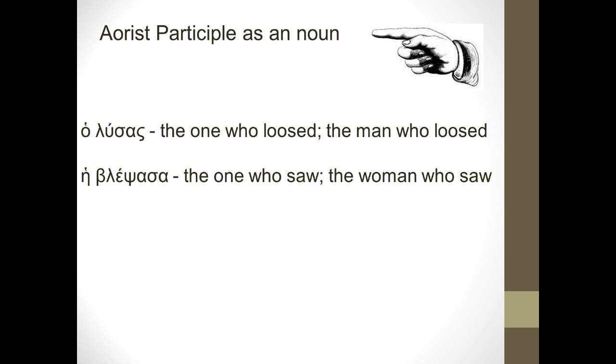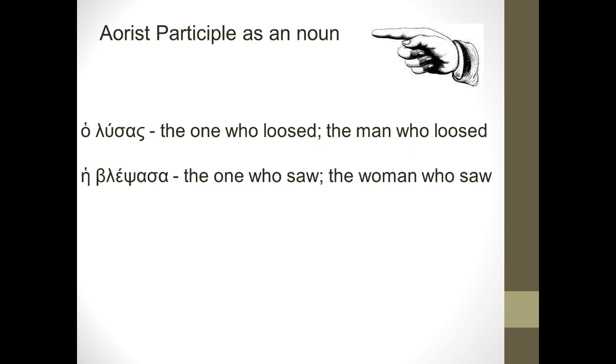At times, as we've seen in previous examples, we do not necessarily need to have a noun or an adjective there to help us figure out what the sentence is talking about. We can simply have the participle and do the very same thing that we did in the previous screen. So here in the first example we have ho lusas, a masculine singular nominative article, and an aorist active participle, masculine singular nominative. We don't have the word anthropos here, but we don't need it because we know that it's masculine. And so we can either say the one who loosed or the man who loosed.